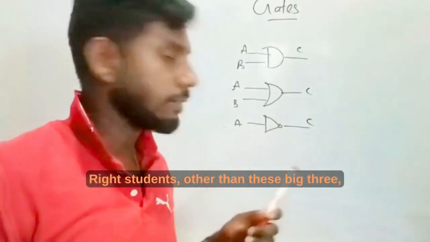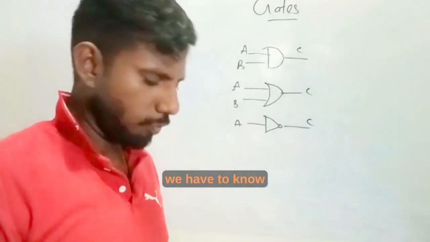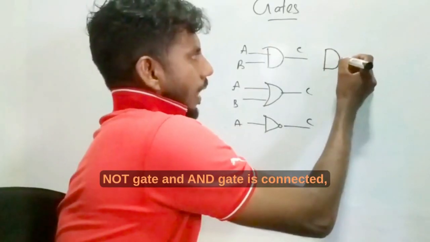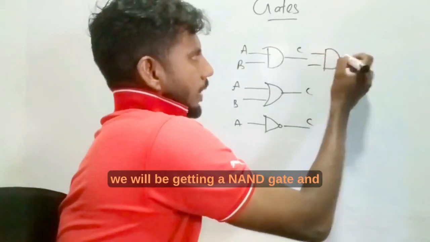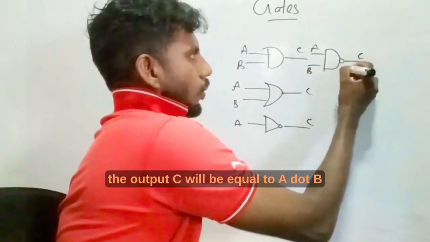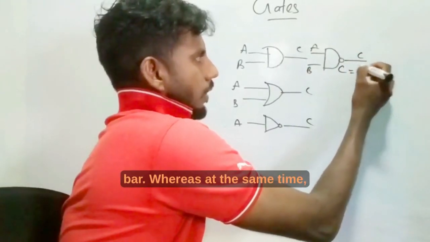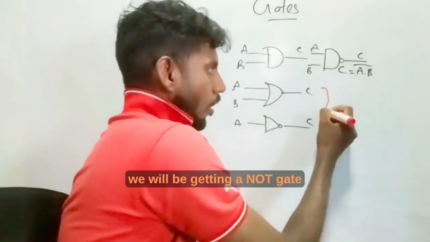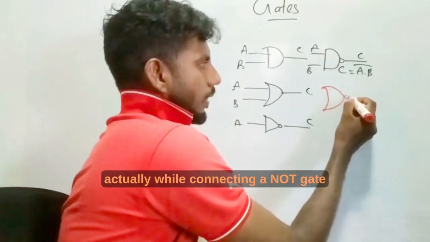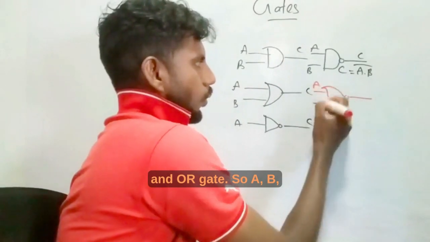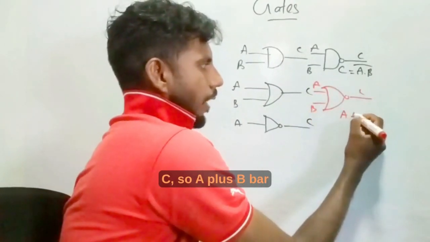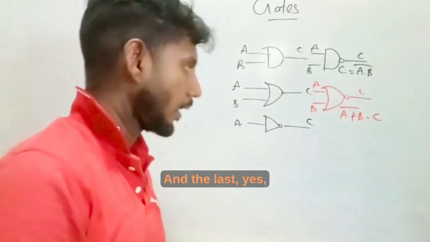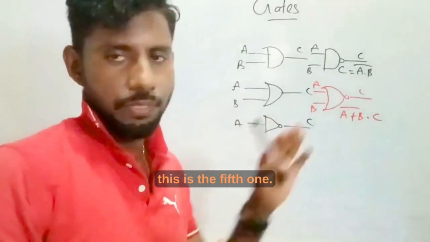Right, students, other than these big three, we have to know that once a NOT gate and an AND gate are connected, we will be getting a NAND gate, and the output C will be equal to A dot B, whole bar. At the same time, we will be getting a NOR gate when connecting a NOT gate and an OR gate. So A plus B, whole bar, will be equal to C. And the last, this is the fifth one.